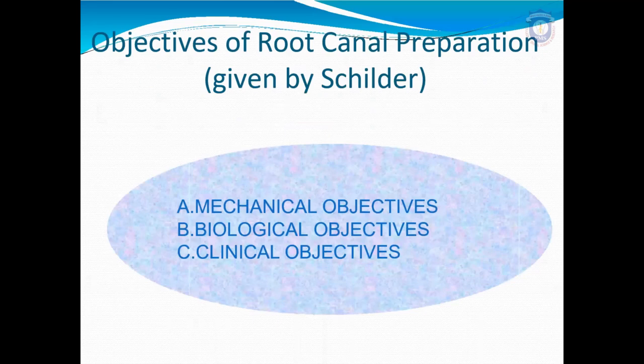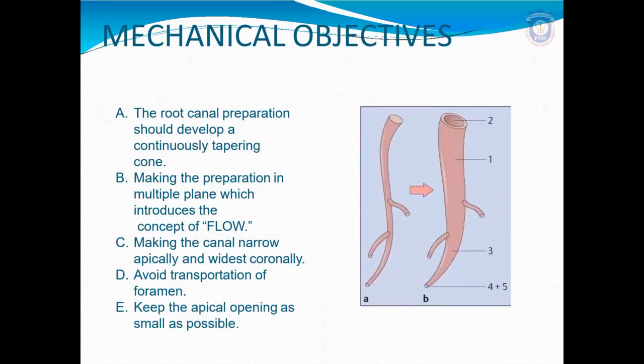What are the objectives of root canal preparation as given by Schilder? Mechanical objectives, biological objectives, and clinical objectives. The mechanical objectives include that the root canal preparation should be a continuously tapering cone, making the preparation in multiple planes, which introduces the concept of flow, making the canal narrow apically and widest coronally, and avoiding the transportation of the foramen. Keep all apical openings as small as possible.